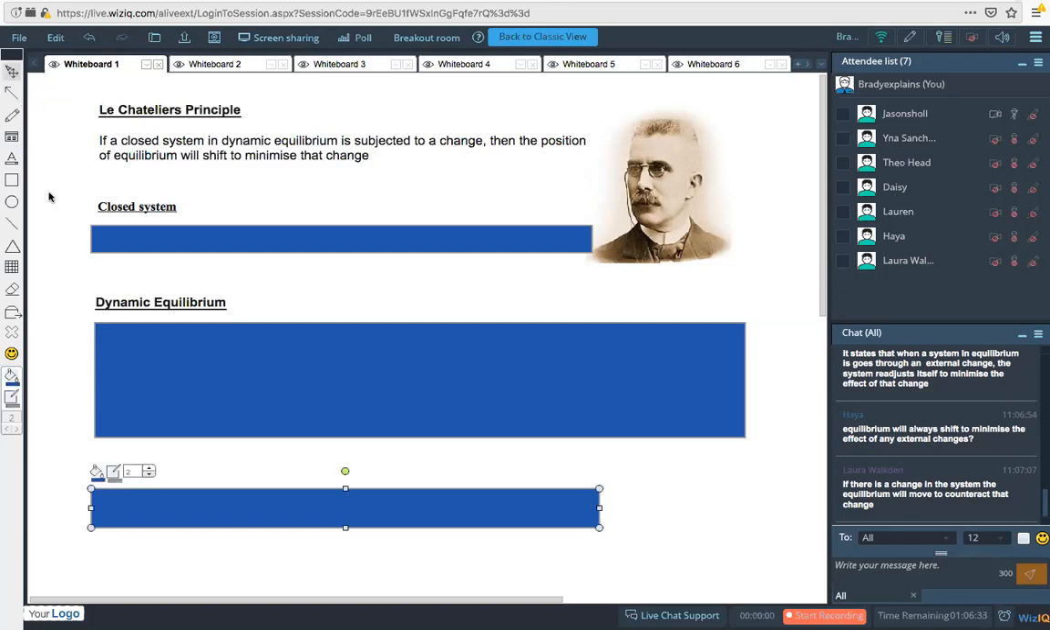So next question then, what is a closed system? If you can type that into the chat. Obviously the opposite of a closed system would be an open system. What's a closed system?